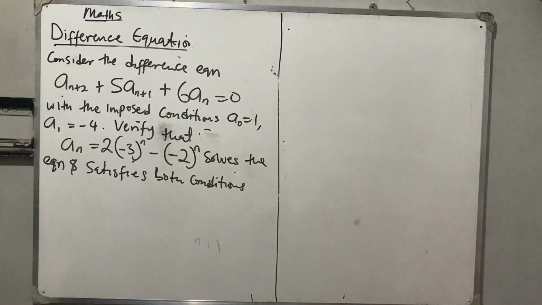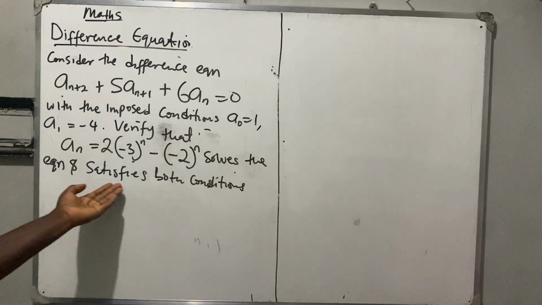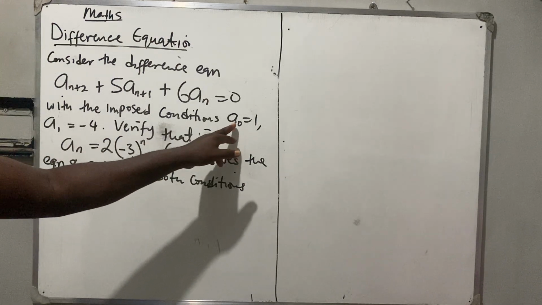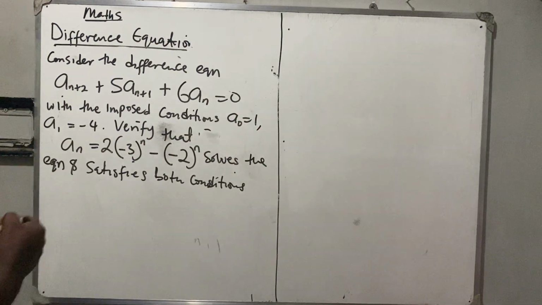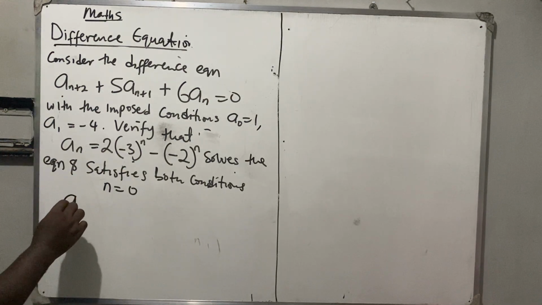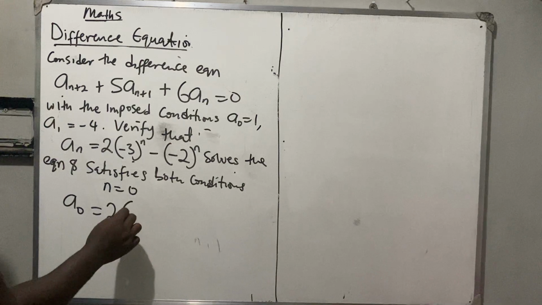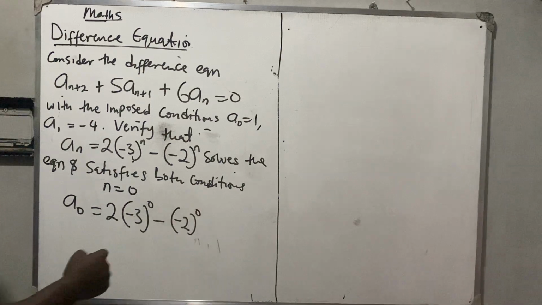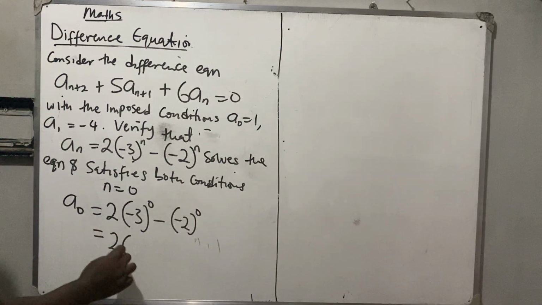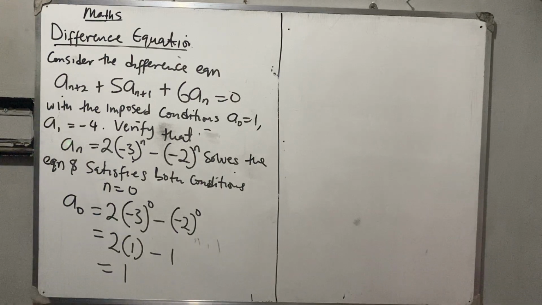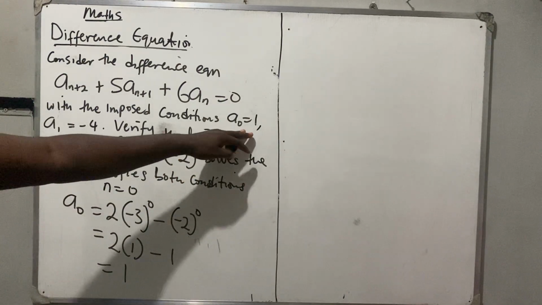Okay, now this one is very simple. First of all, let's talk about satisfying both conditions. If we want to check if it satisfies both conditions, that means we need to get our a. Let's verify if our a naught will give us 1. So a naught giving us 1 means that n will be equal to 0. So let us put it here. A naught will now be equal to 2 into minus 3 raised to power 0 minus into minus 2 raised to power 0. And anything raised to power 0 is 1. So I have 2 into 1 minus 1, which will give you 2 minus 1, which is 1. So our a naught is 1. So it has satisfied the first condition.